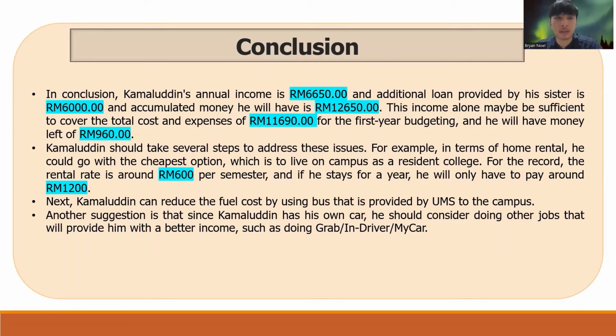Kamarudin should take several steps to address this issue. For example, in terms of home rental, he could go with the cheapest option, which is to live on campus as a resident college student. For the record, the rental rate is around 600 per semester, and if he stays for a year, he will only have to pay around 1,200 ringgit. This will reduce about 62% of the cost, instead of paying 3,204 ringgit before.